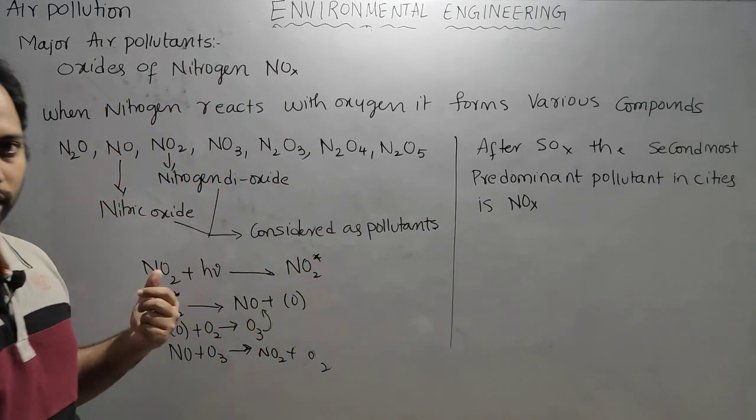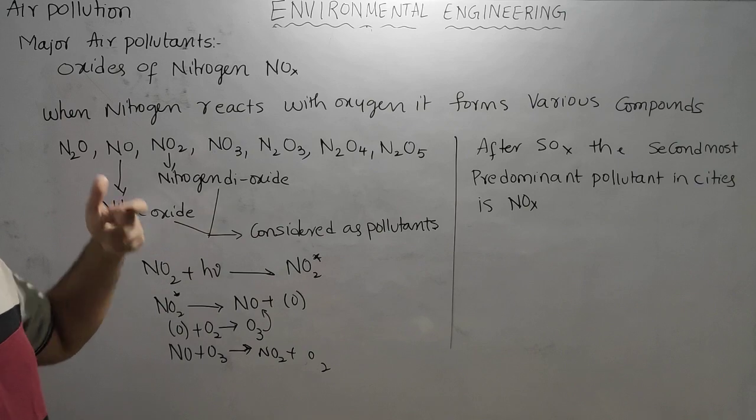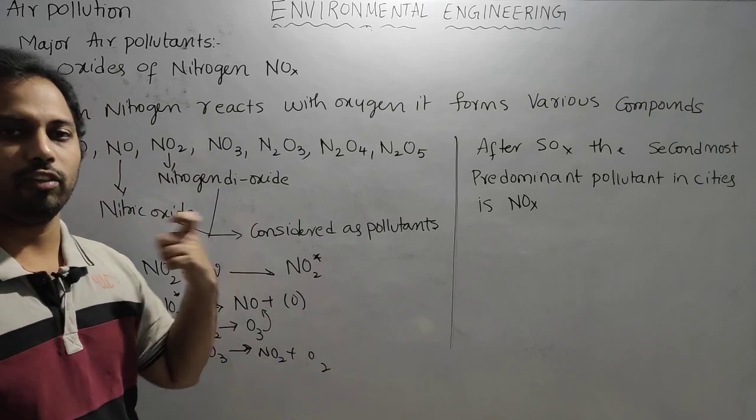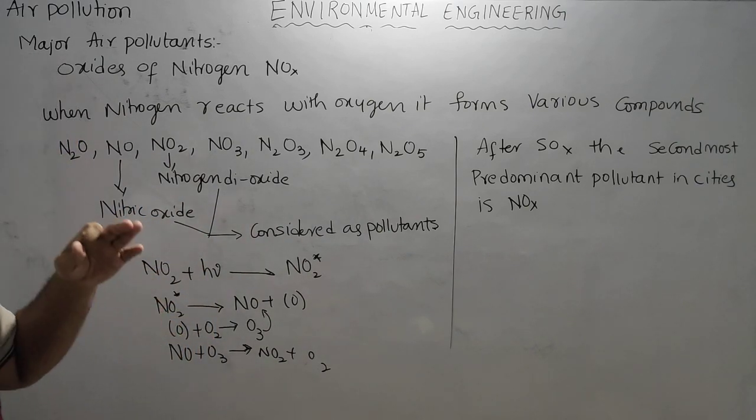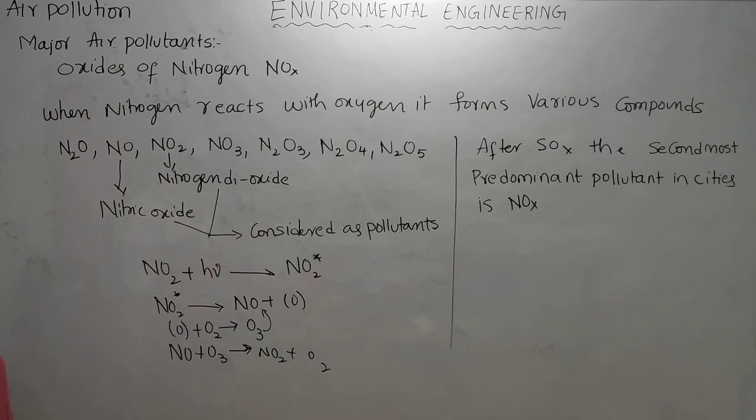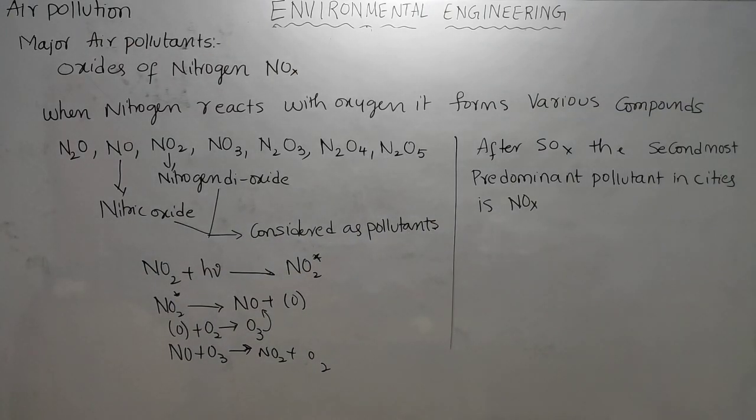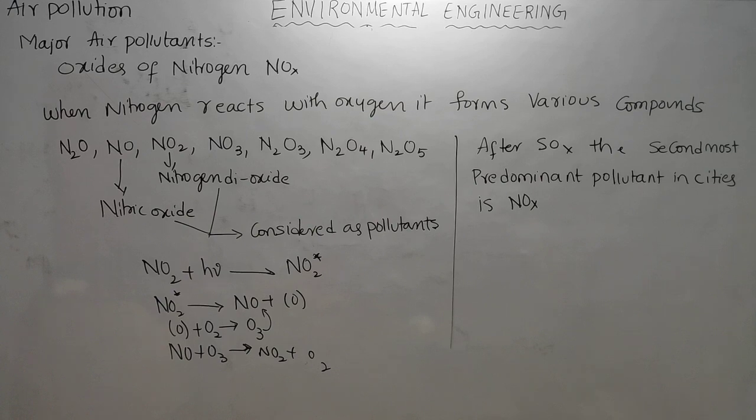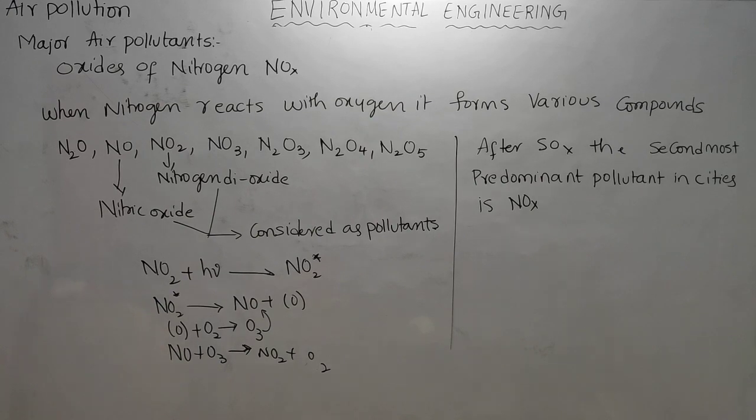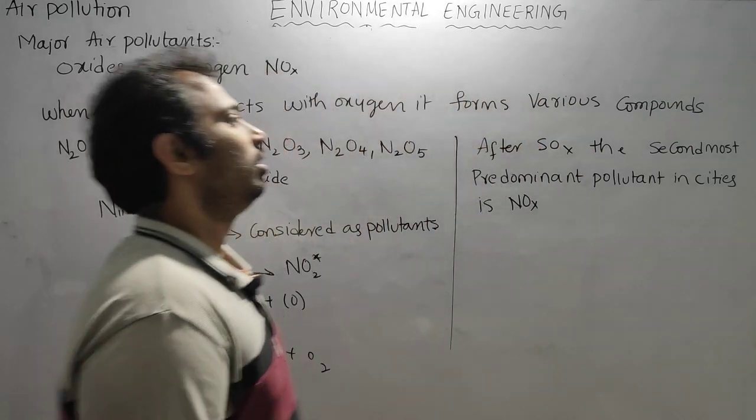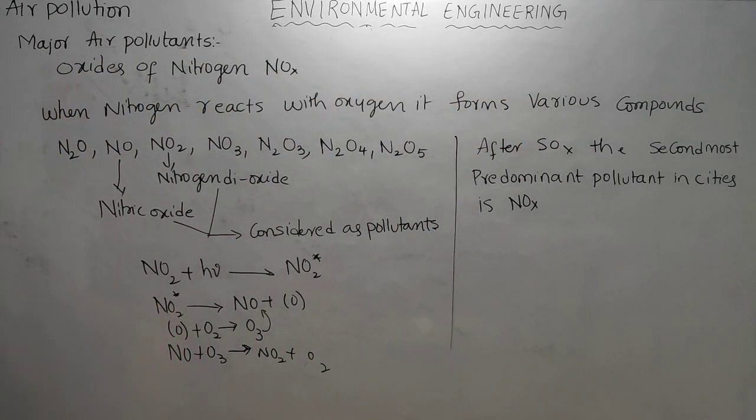So this acid rain has the same effect as the acid rain from SOx. It also reduces the plant yield, the fertility of the soil, and also causes some kind of skin diseases. So all these things will come when NOx is present. This HNO3 again reduces the fertility of the soil.